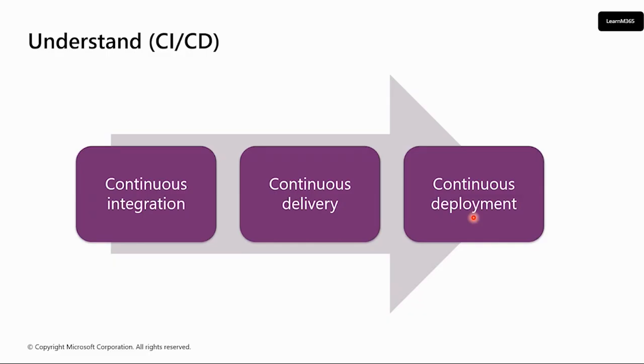Now, why does continuous deployment matter? It enables rapid feedback and constant innovation. Think of apps like Amazon and Netflix. They deploy hundreds of updates per day seamlessly. This is what continuous deployment is going to do.